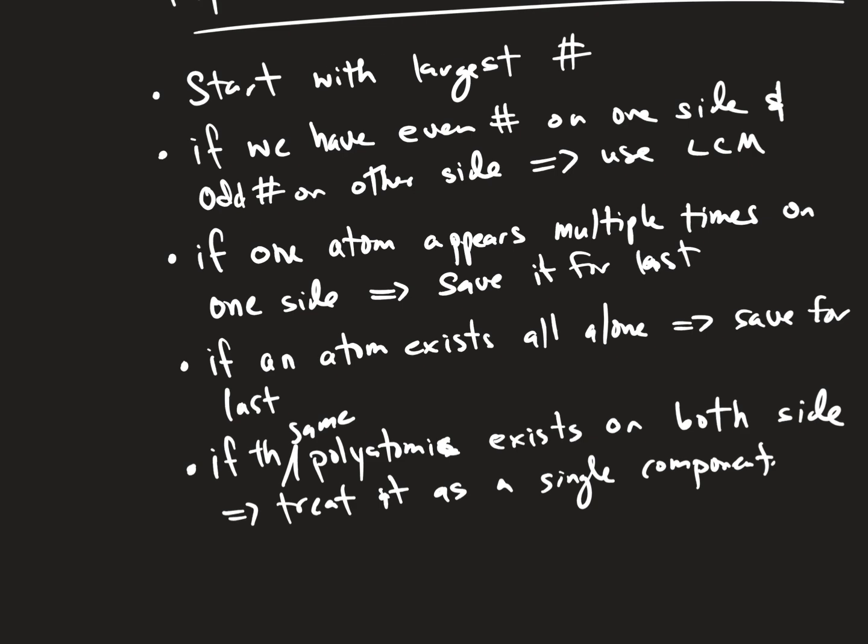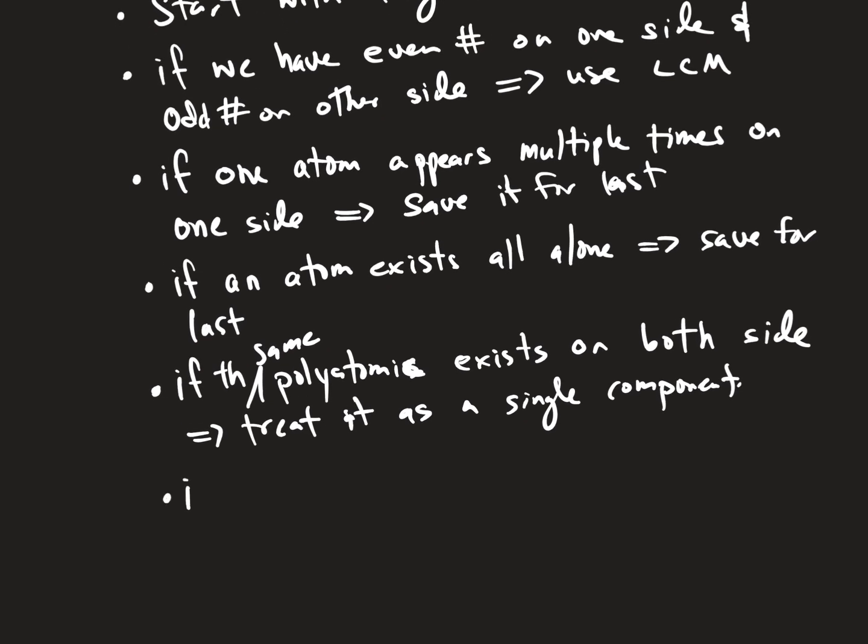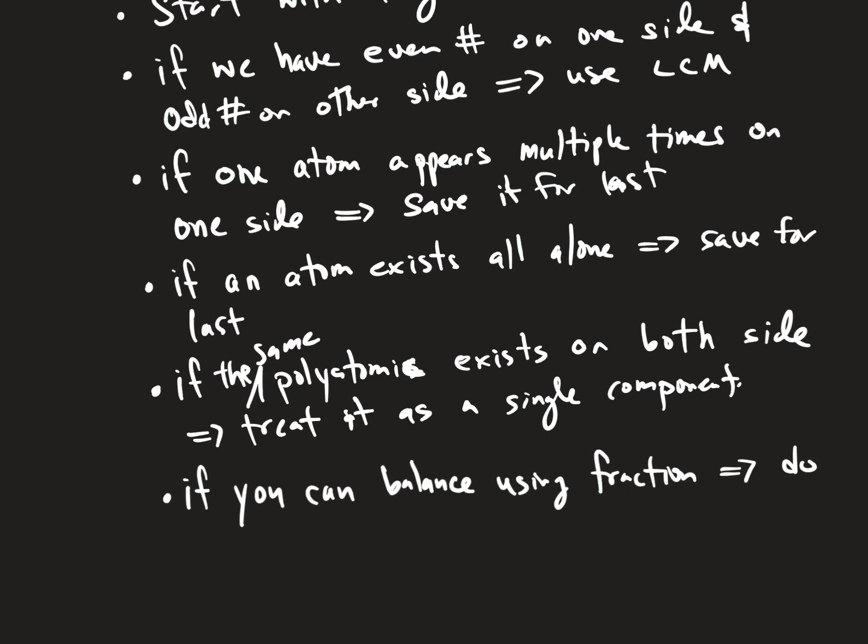And the last one, am I going too fast? Okay. If you can balance using fractions, then do. You'll just have to go back and multiply everything by the same small whole number, just to get rid of that fraction. You can't leave it as a fraction, but if you say, okay, if I could just have half of that, I'd be done, right? Then do it. Then multiply everything by what? 2 to get rid of that half, right? Because if you multiply everything by the same thing, then it's still balanced. Good?